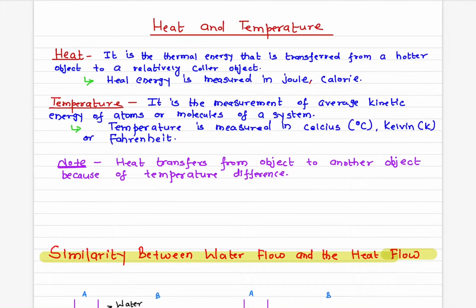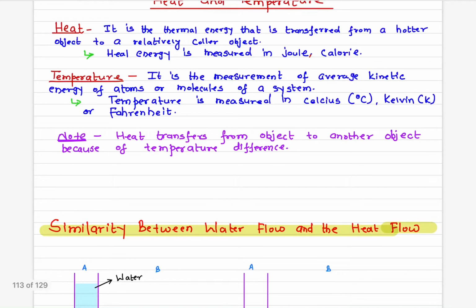So a higher temperature means the molecules or the atoms inside that system are vibrating more rapidly. The higher the amplitude or the faster the molecules are moving inside a system, the higher the temperature it has. Okay.